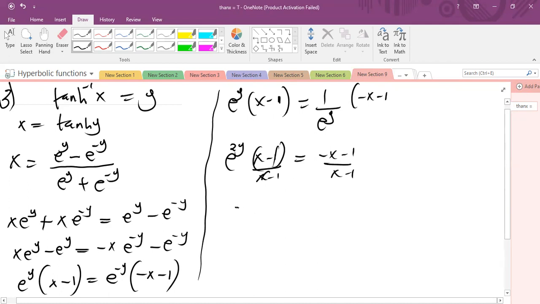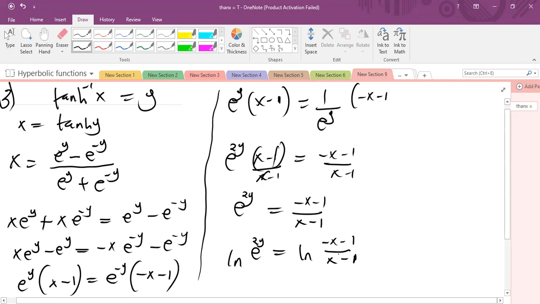So this will give me exponential 2y is equal to (-x - 1)/(x - 1). In order for us to solve this, we introduce ln to both sides of the equation. So we'll have ln exponential 2y is equal to ln of (-x - 1)/(x - 1).